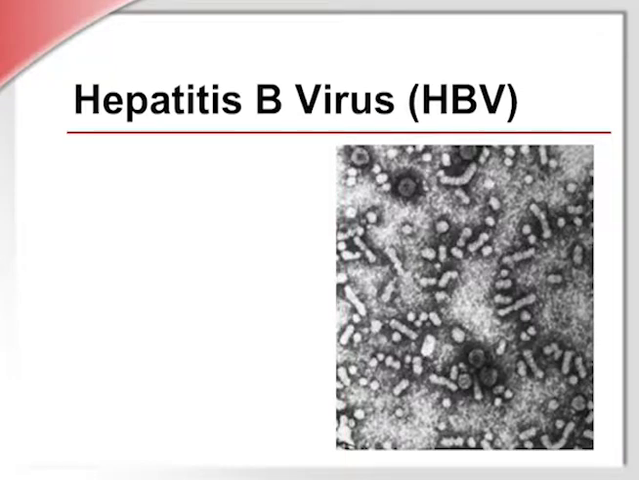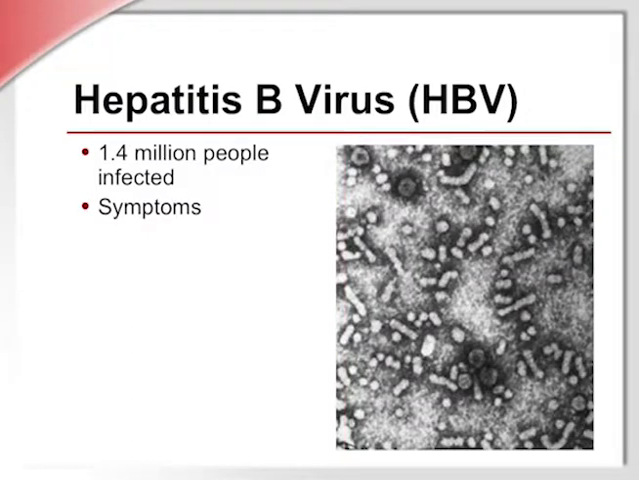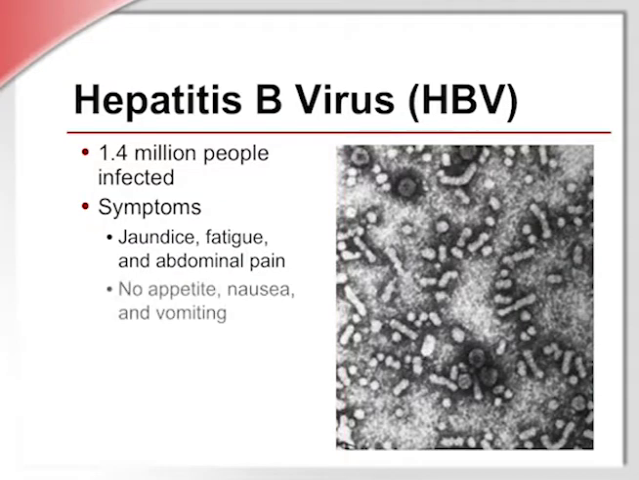Key information about the hepatitis B or HBV virus includes more than 1.4 million people nationwide are infected with hepatitis B. The virus can lead to chronic liver disease, liver cancer, and death. There are about 46,000 new infections each year in the United States. Symptoms of hepatitis B include jaundice, fatigue, and abdominal pain, and loss of appetite, intermittent nausea, and vomiting.